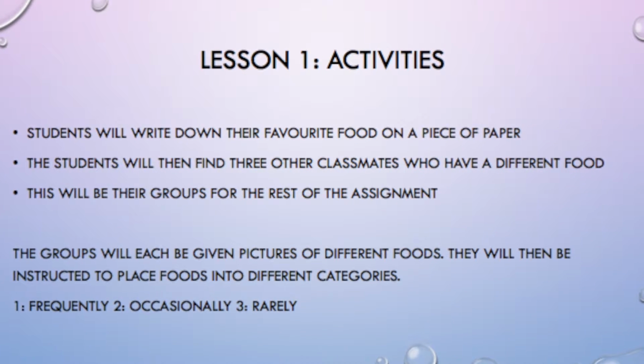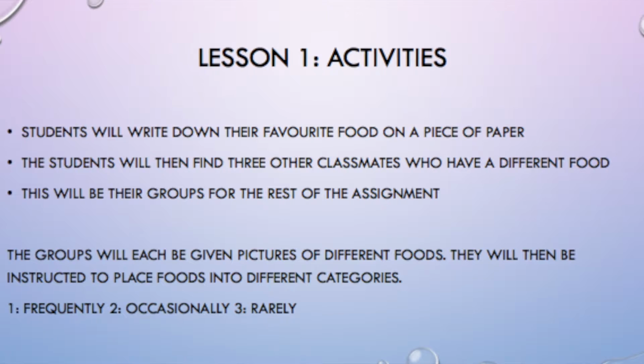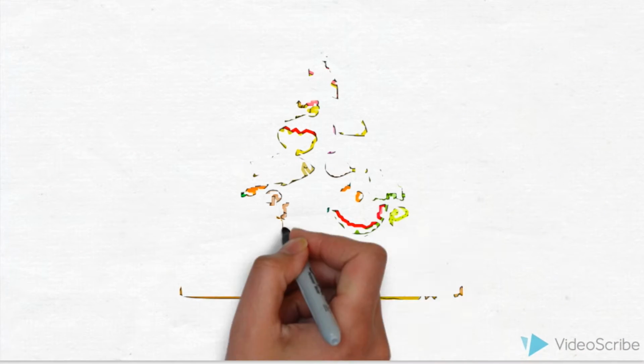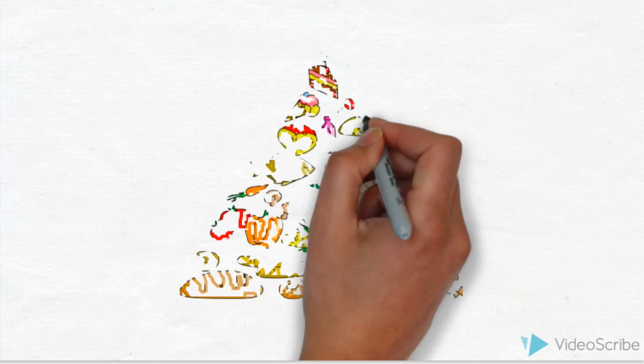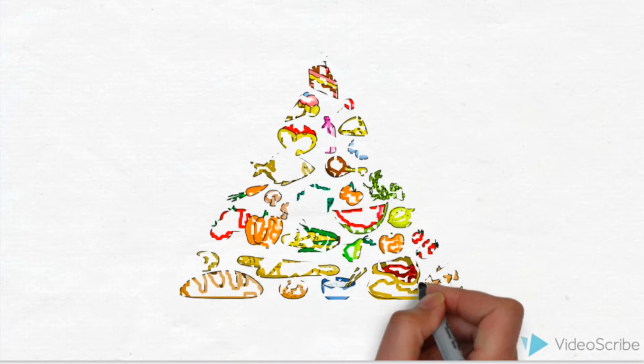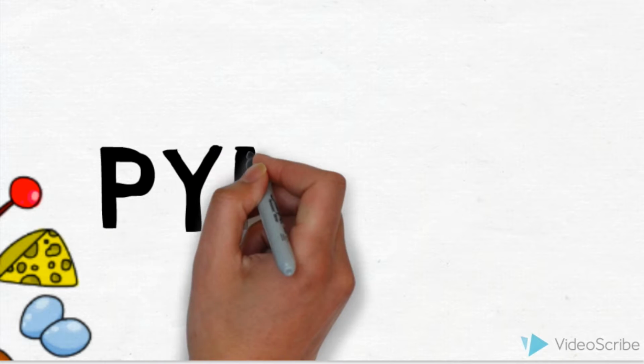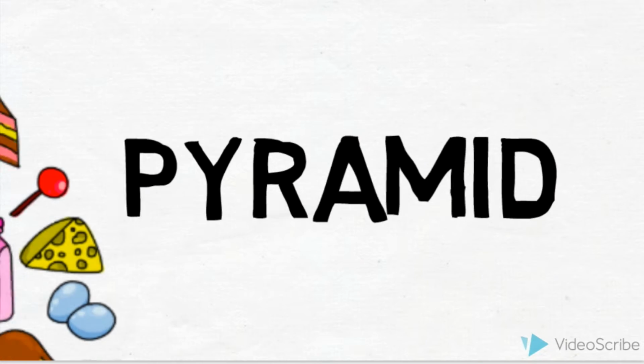The groups will be given pictures of different foods. They have to put the foods into 3 categories: frequently, occasionally and rarely. The categories are based on how often the foods need to be eaten. After completing this task, the students will be introduced to the food pyramid. The groups will now reorganise the pictures after learning about the food pyramid and the importance of it.